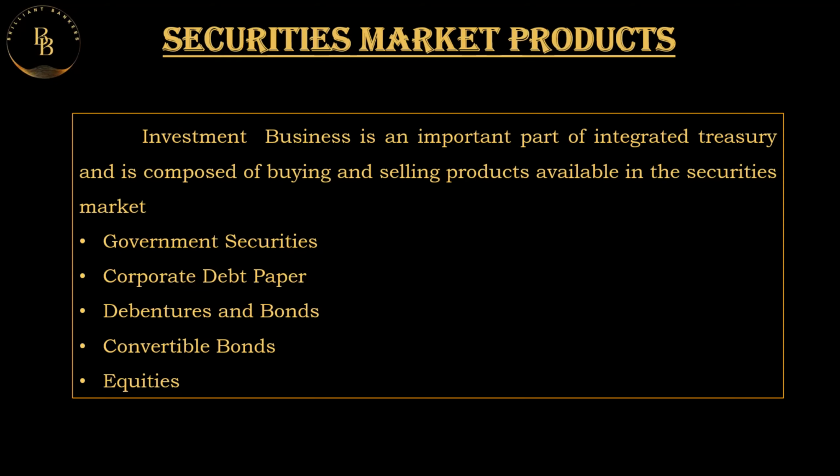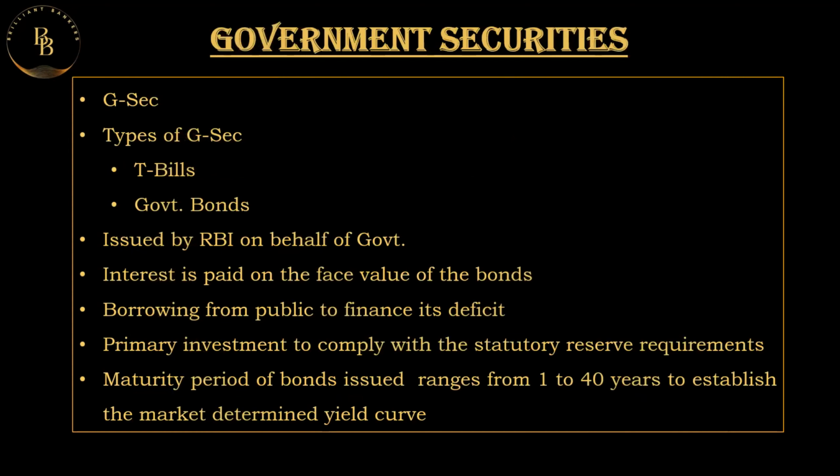So, what are the main types of securities that are traded? Those are the GSECs, the corporate debt papers, debentures and bonds, the convertible bonds, and the equities. Let's go through them in detail. What is a GSEC or a government security?